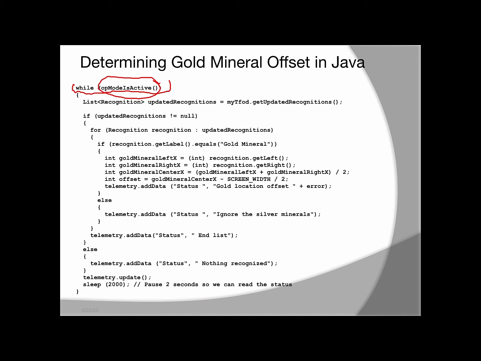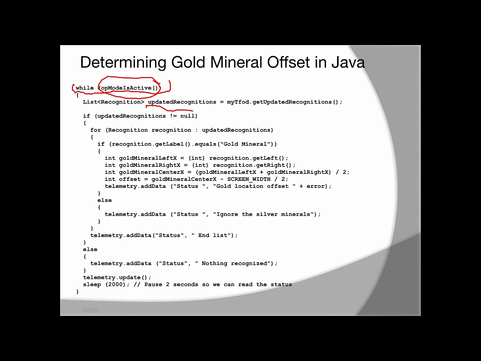Then what we're going to do is, while we're going through that loop many times, we're going to get a list of objects that it has recognized. We're going to compute the offset of the gold mineral, and then we're going to go through that whole process again. And so we can move that gold mineral back and forth in front of the camera and see if it is indeed computing the offset appropriately.